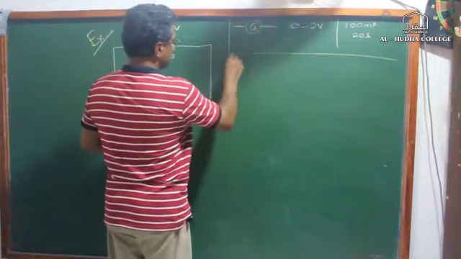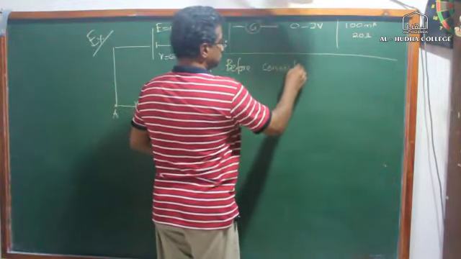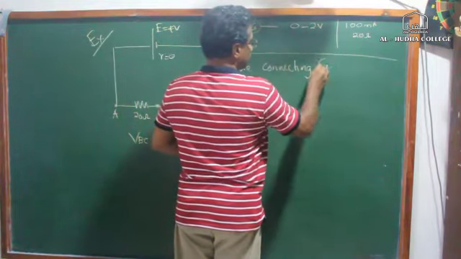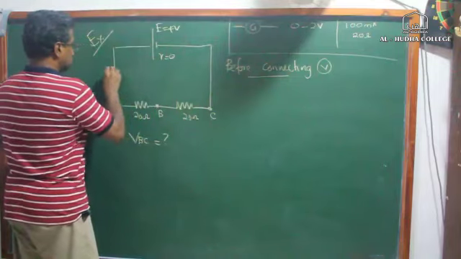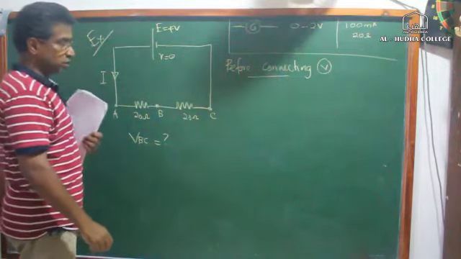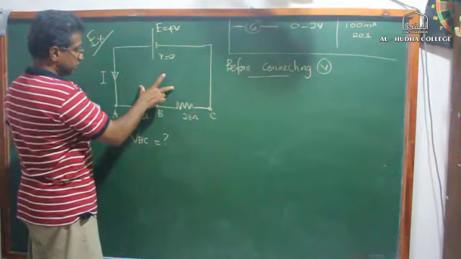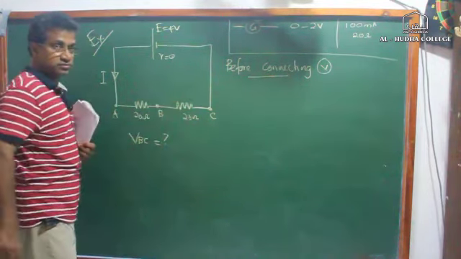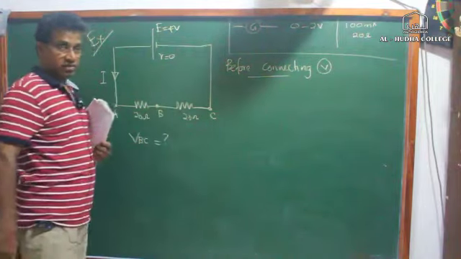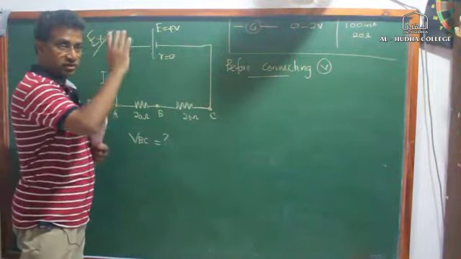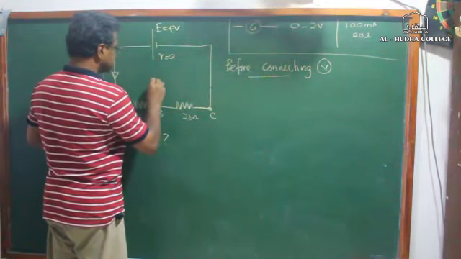Before connecting the voltmeter, to calculate the voltage there are two methods. Now this 4 volts is applied directly across these two resistors. You can use the potential divider method, because no other current is flowing anywhere. The voltage is directly applied here, 4 volts.